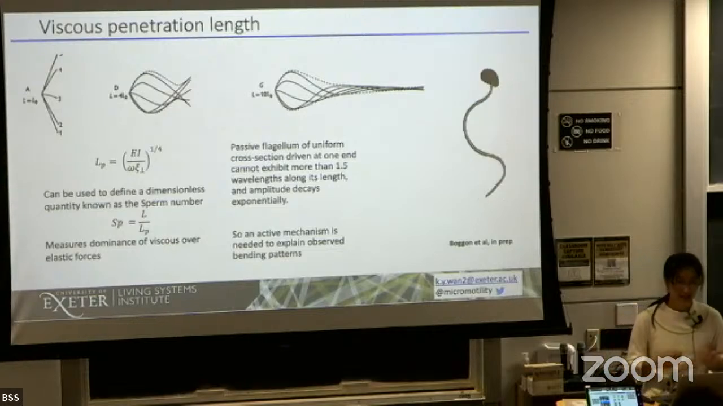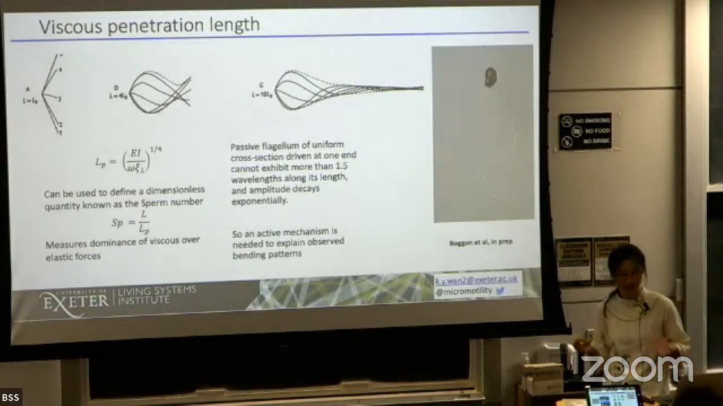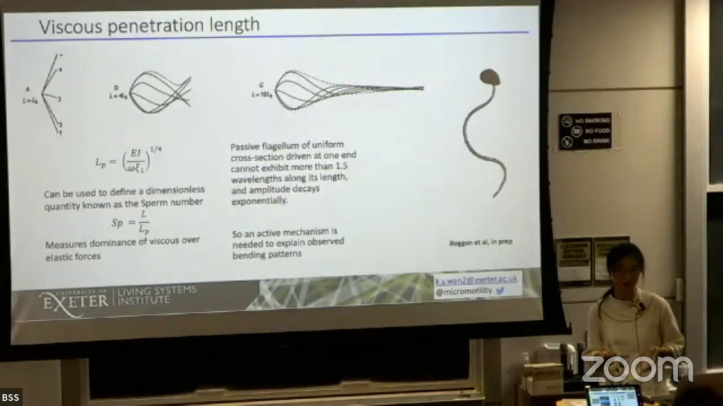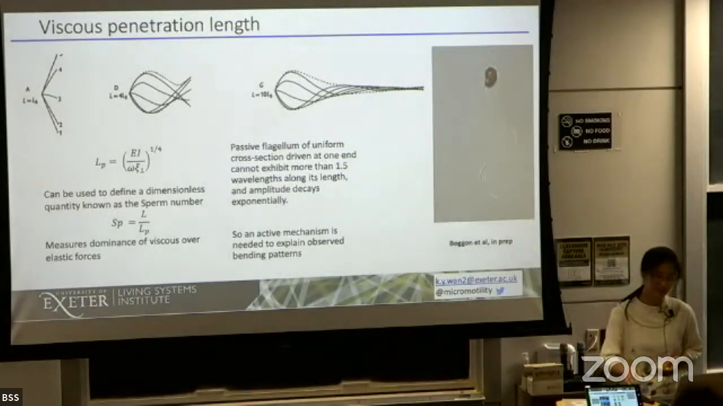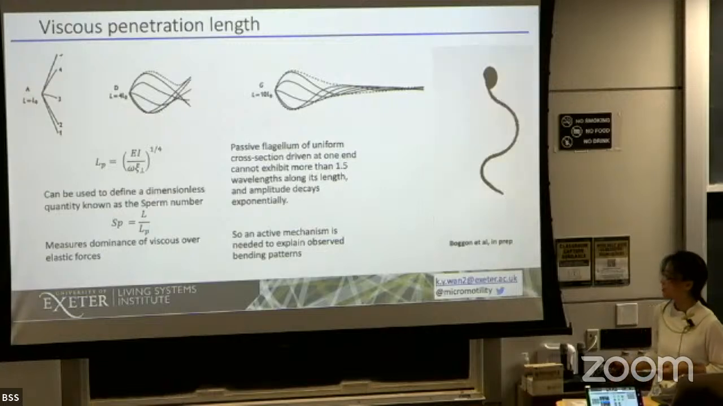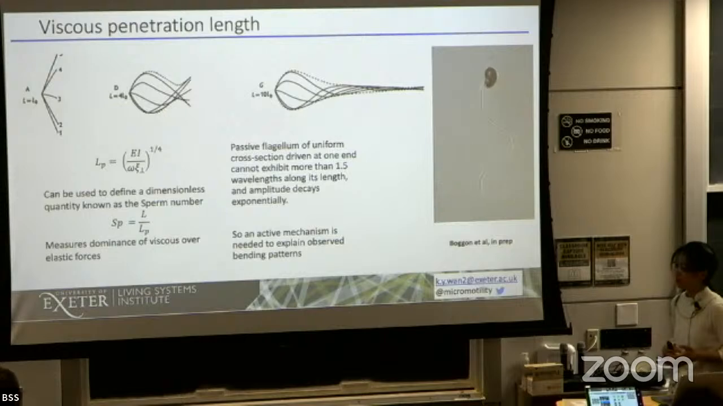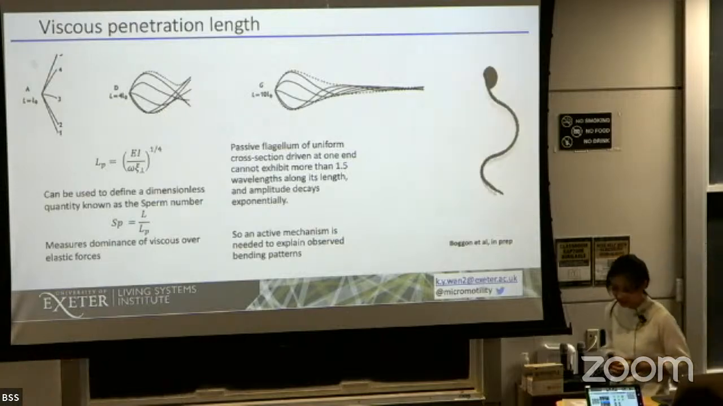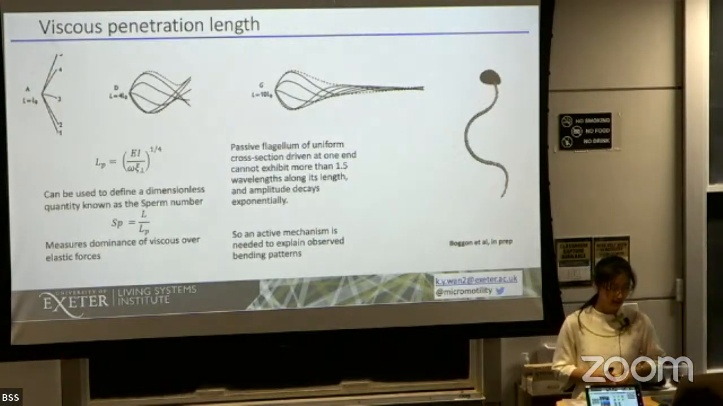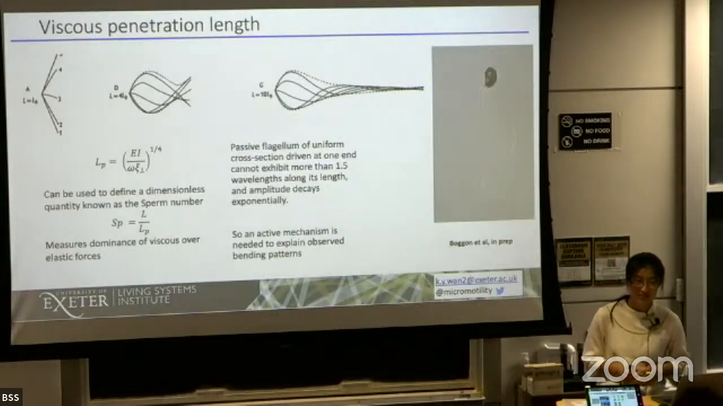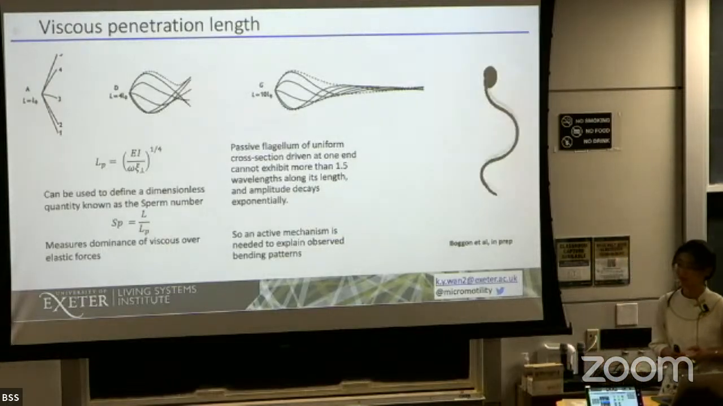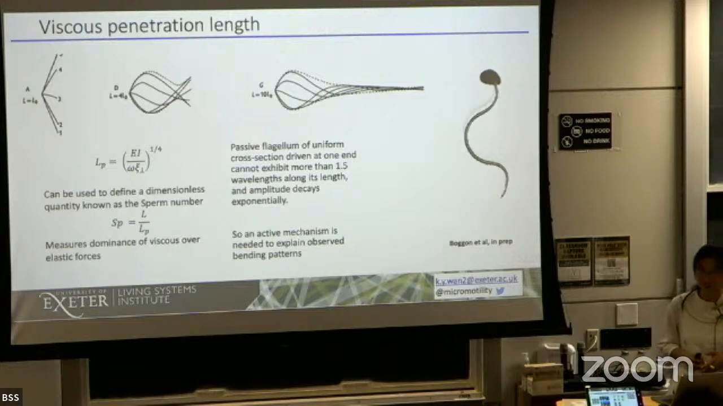And because of this contradiction, it means that there must be active forces all the way along these filaments and not just at the boundary. So this is a fundamental distinction between eukaryotic appendages and prokaryotic appendages.